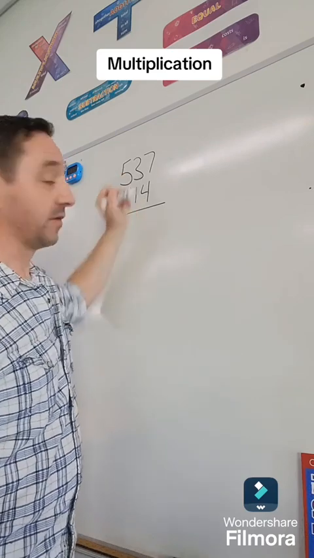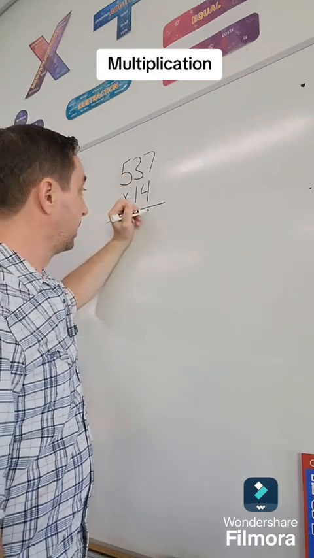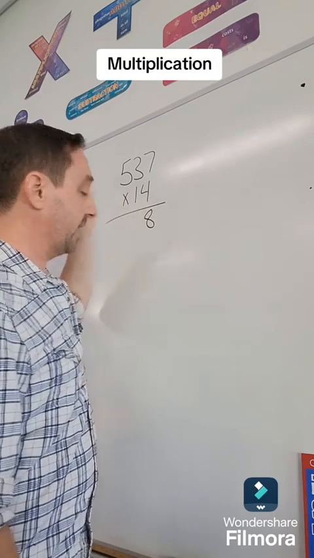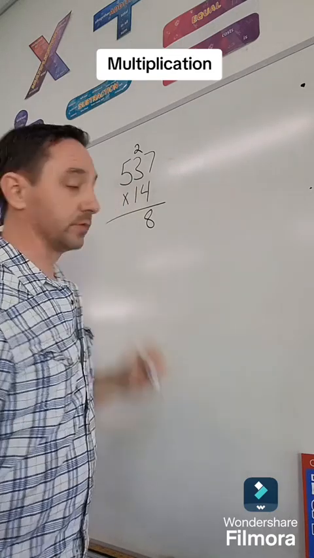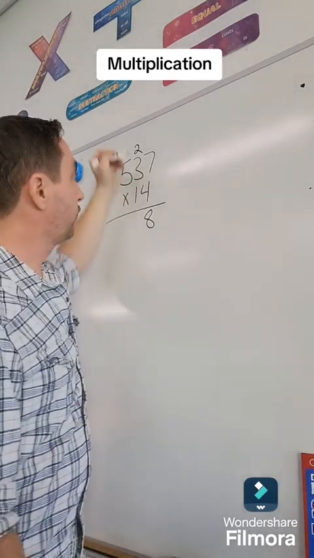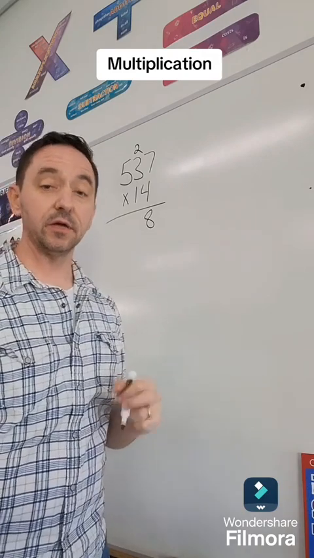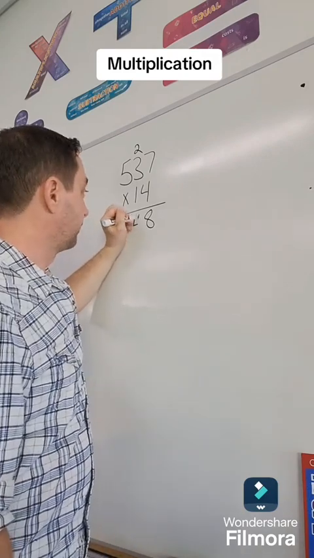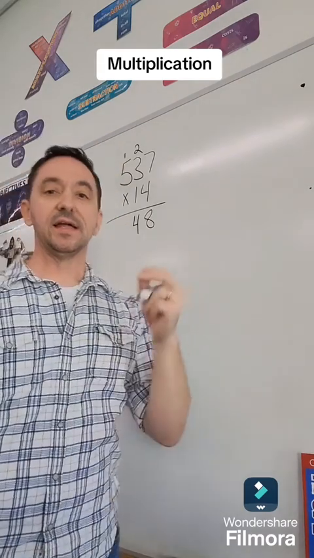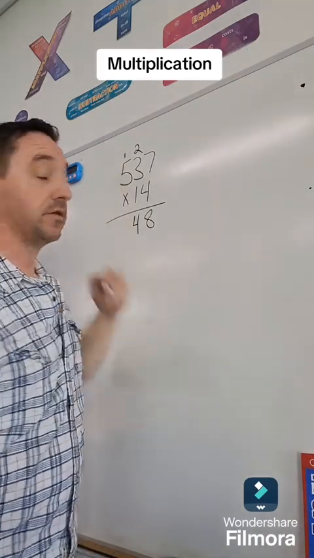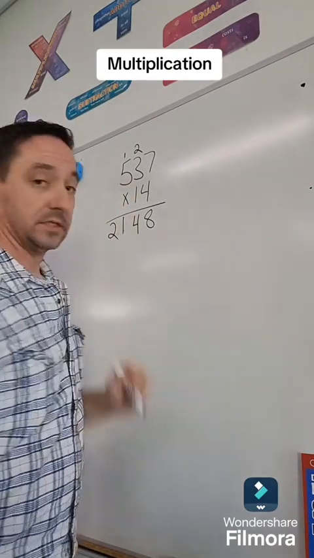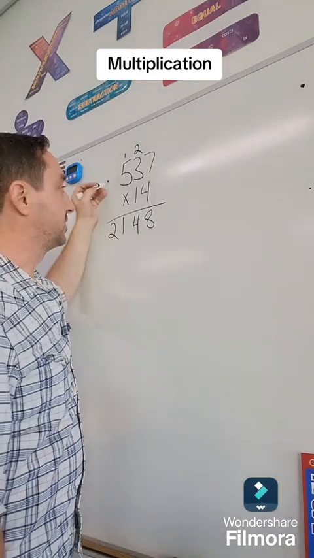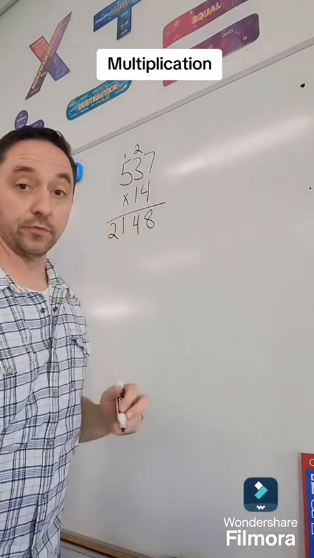So I'm going to do 4 times 7. And 4 times 7 is 28. I'm going to put down my 8, and I'm going to regroup my 2. Then I'm going to go over and do 4 times 3. 4 times 3 is 12. 12 plus the 2 tens that I have up there is going to give me 14. Put down my 4. I'm going to regroup my 1 again. Now I'm going to do 4 times 5. 4 times 5 is 20. 20 plus the 1 I've got up there gives me this. So now I know 537 times 4 is 2,148.